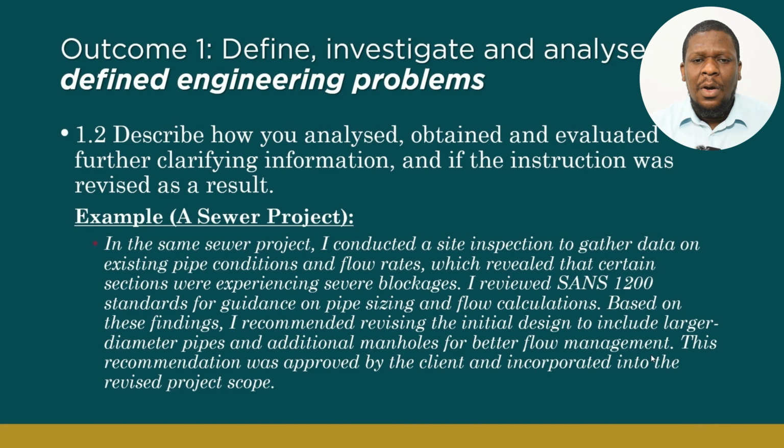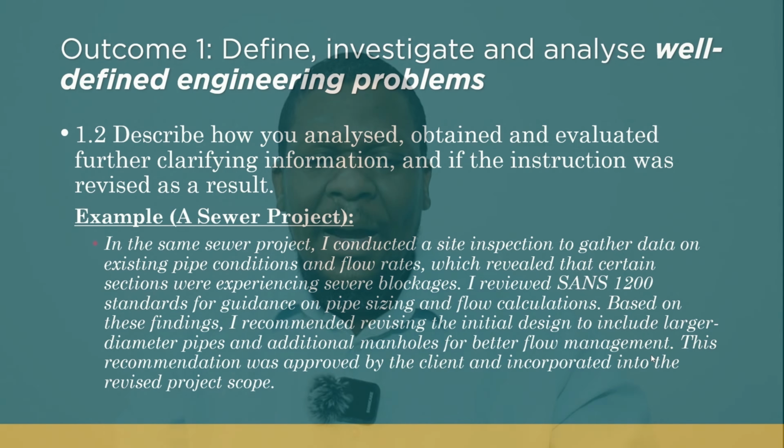Now, let's look at an example. On the sewer project, I conducted a site investigation to gather data on the existing pipe condition and flow rates, which revealed that certain sections were experiencing severe blockages. I reviewed SANS 1200 standards for guidance on pipe sizing and flow calculation. Based on this finding, I recommended revising the initial design to include larger diameter pipes and additional manholes for better flow management. This recommendation was approved by my supervisor and my client. Therefore, I incorporated the information into the revised project scope. So you're basically describing how you analyzed and obtained information and further revised the instruction based on your new findings.